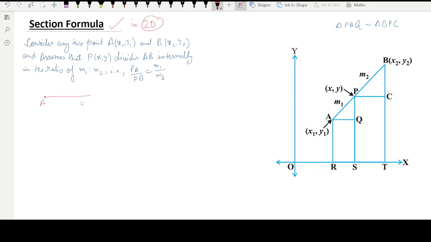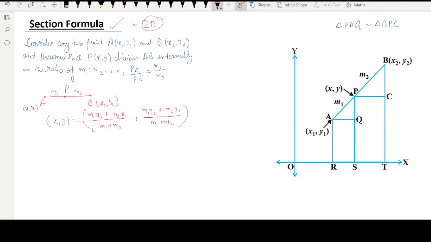If there are two points A and B, and a point P divides that line segment in the ratio m1 is to m2, say A is (x1, y1) and B is (x2, y2), then we get the coordinates of P as (m1 x2 + m2 x1) upon (m1 + m2), comma, (m1 y2 + m2 y1) upon (m1 + m2).